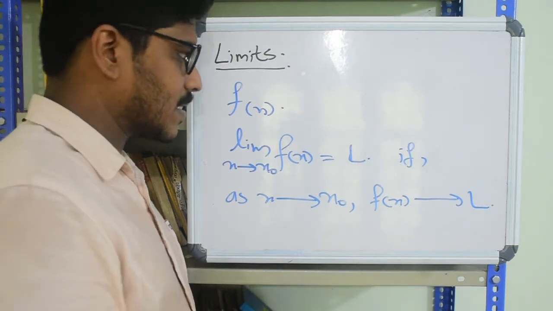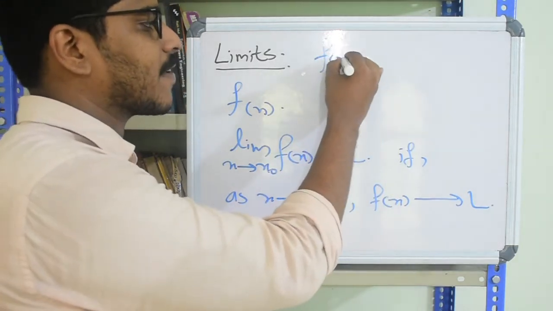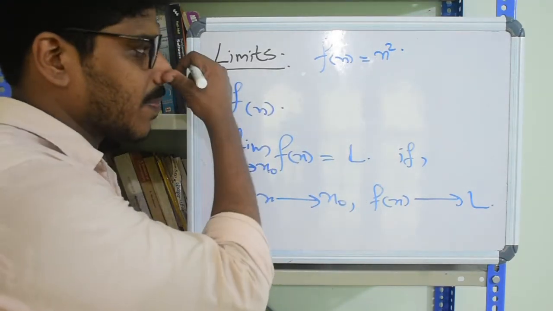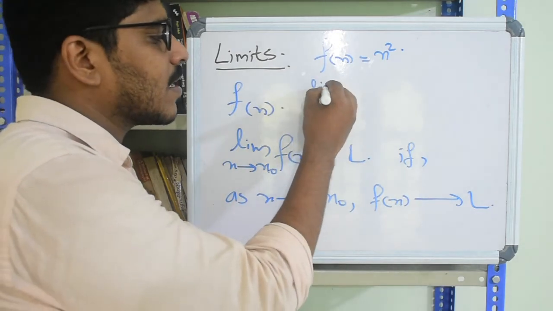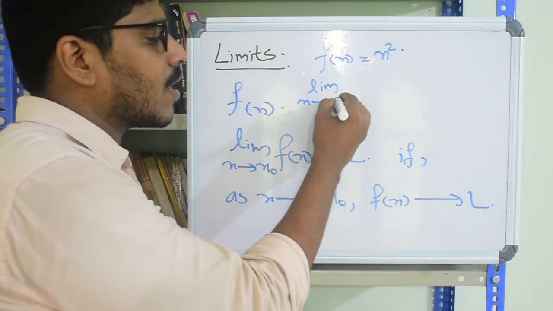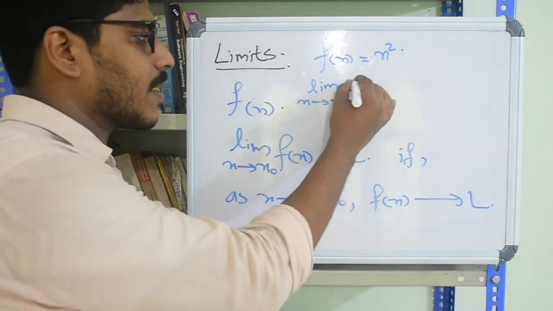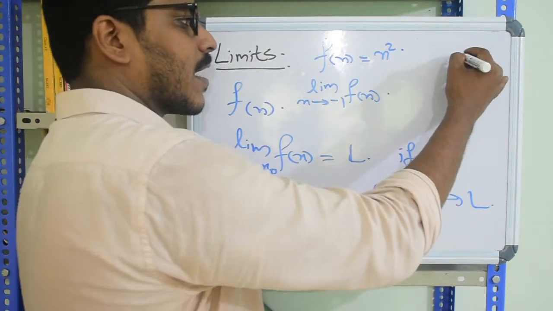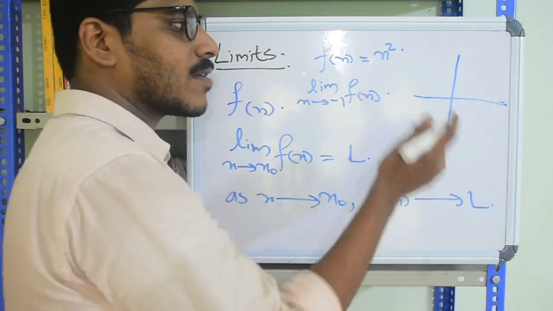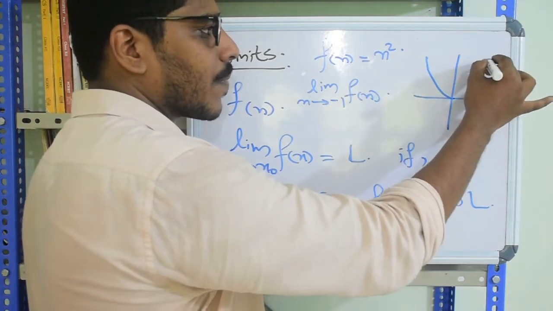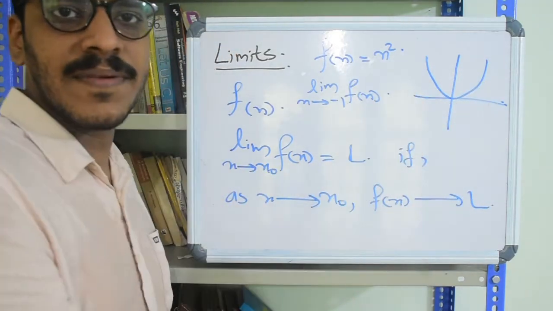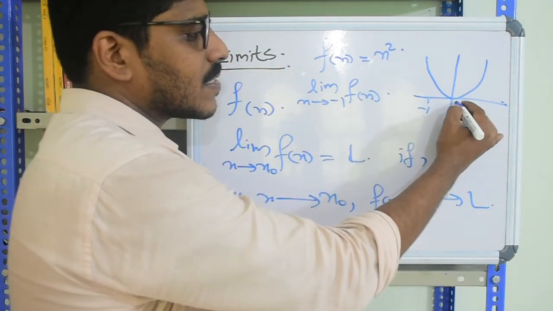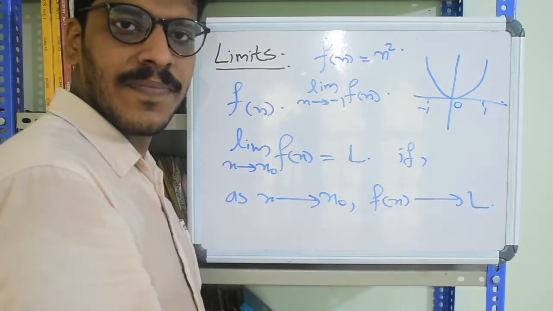So let's go to an example. Say f of x equal to x square is the function. What is the limit as x tends to -1 of f of x? Let's go to the graph. f of x equal to x square is a parabola opening upwards with its vertex at the origin. So this is -1 here, this is 0, and this is 1.